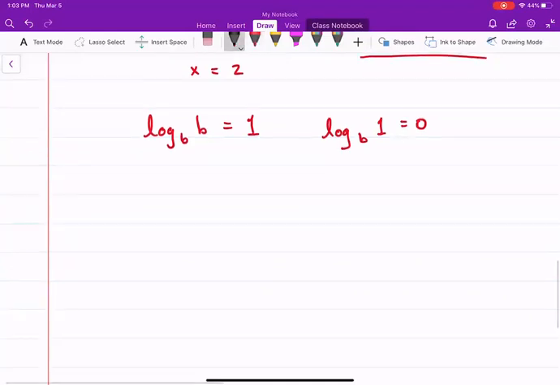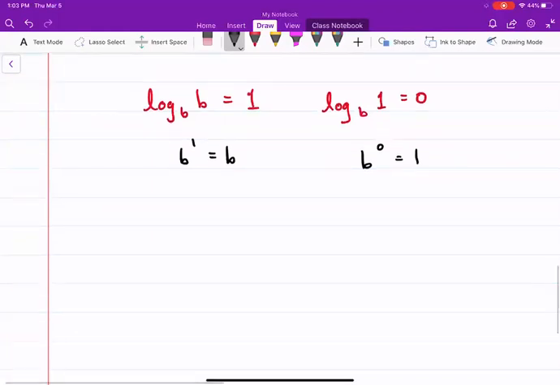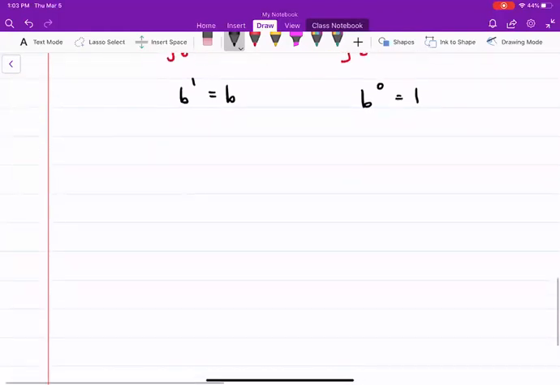If you don't believe me that this is true, if we convert to exponential form, this would tell me that b raised to the first power is equal to b. Is that true? b raised to the first power is b. And this one says b raised to the 0 power is 1. Is that true? For some of you guys, you're like, isn't this supposed to equal 0? No, it's not. It's 1. We good with that? All right, so let's talk about the graph of it.